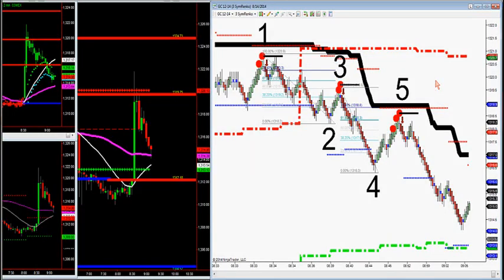Start on gold. Okay, Gerald, gold. All right, let's look at this. This is a complete Elliott Wave 5 pattern that just happened on J Signal.